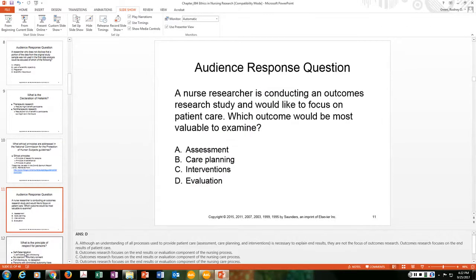A nurse researcher is conducting an outcomes research study and would like to focus on patient care. Which outcome would be most valuable to examine? Assessment, care planning, interventions, evaluation. Outcomes research focuses on end results or the evaluation component of the nursing care process. So D is the correct answer.